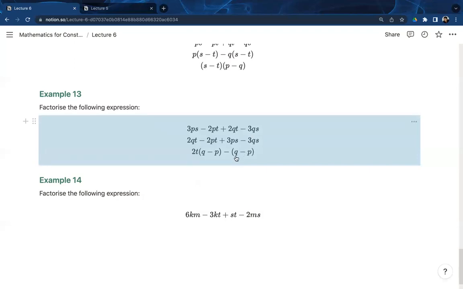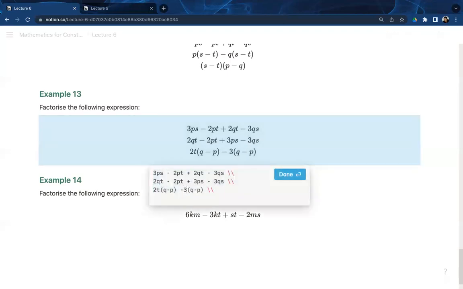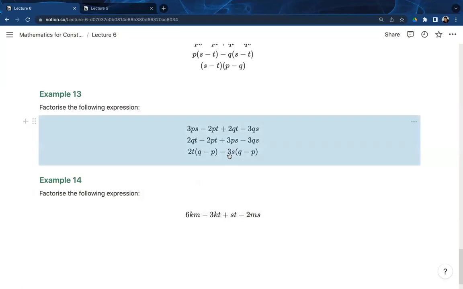But I have Q, I need a 3 and an S. So I need 3S, right? So let me check it. 3S by Q is 3QS, and there's a negative there. 3S by P is 3PS. A negative by a negative is a positive, right?